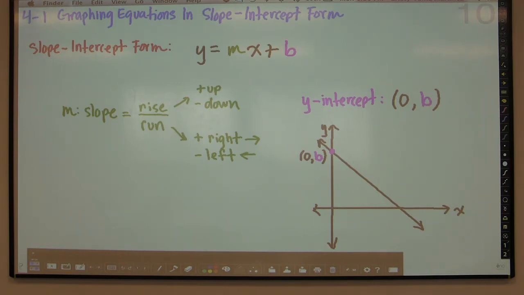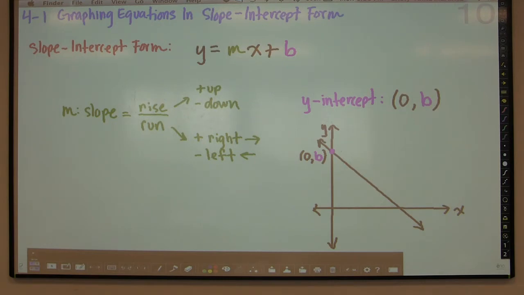We learned in the previous chapter how to graph equations that were in standard form by using x and y intercepts. And this is going to be another way of graphing a linear equation, but it needs to be specifically in y equals mx plus b in order for you to do that.